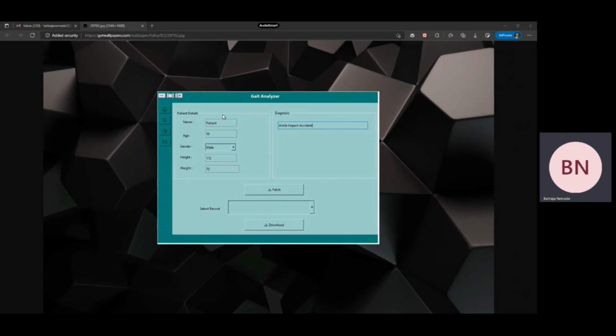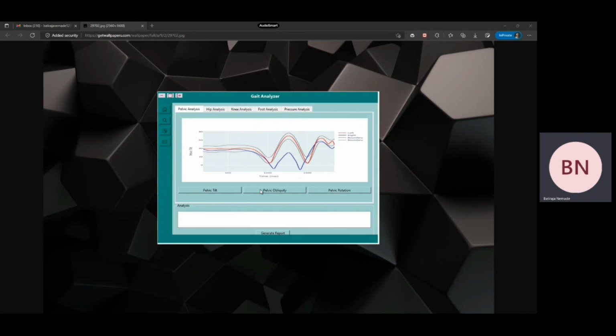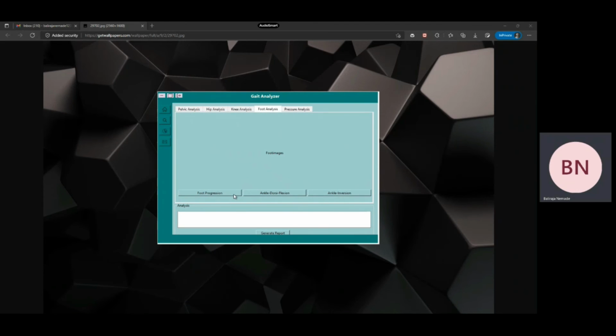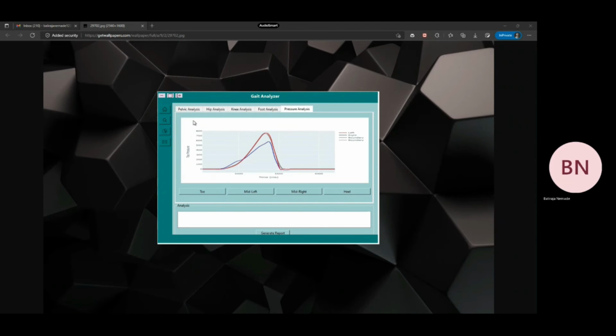So now we will fetch the data. The data is searched by the name of the patient. So here we have the data. These are the records in here. So let's select the first data and then we will download this data. The downloaded data will be converted by the software into graphical format. So we can view graphs for each angle and for pressure too.